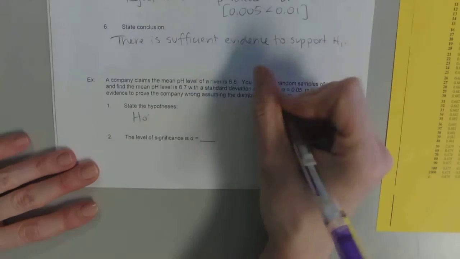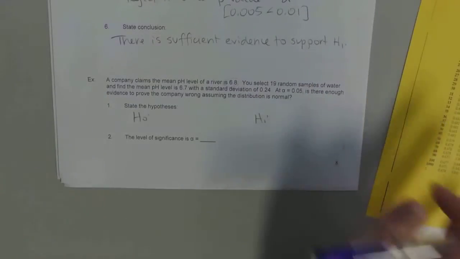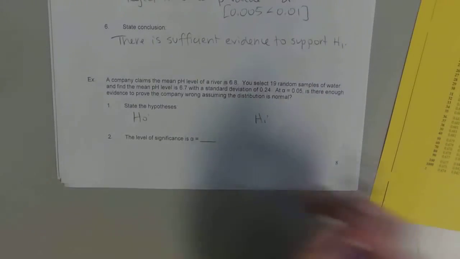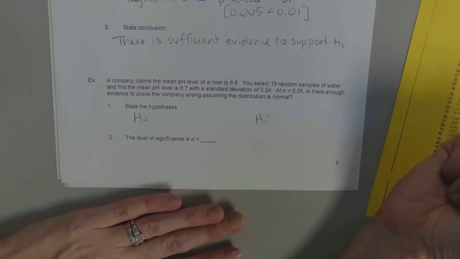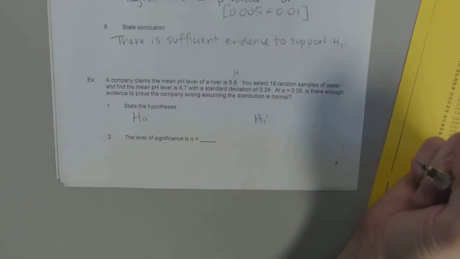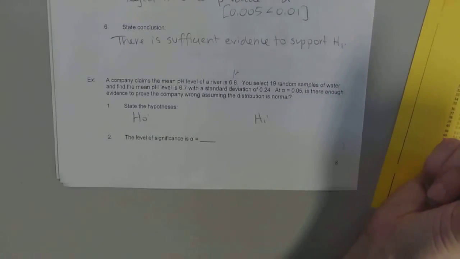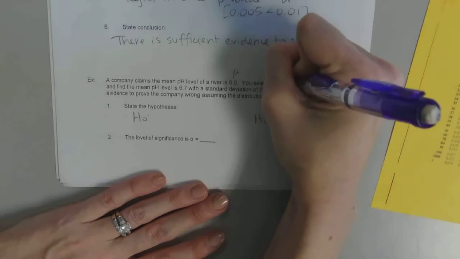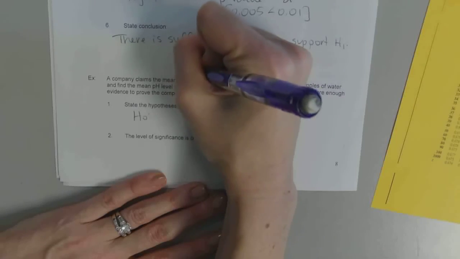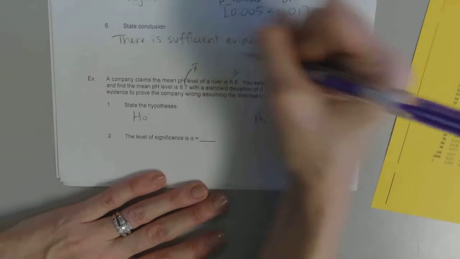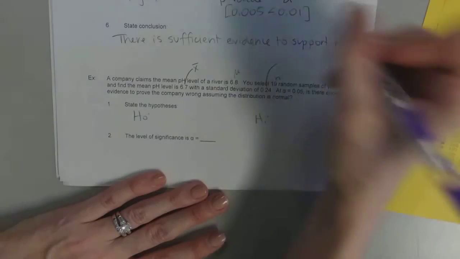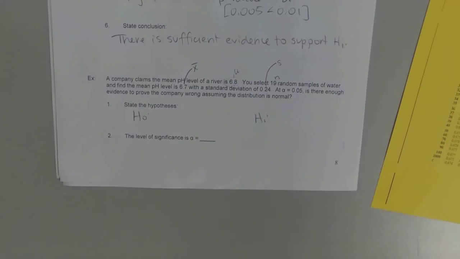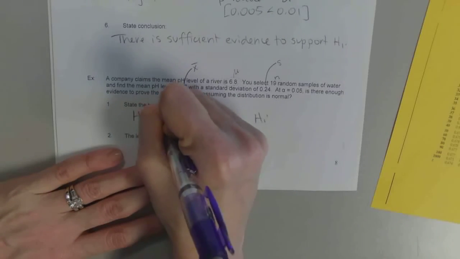So we're going to state our hypotheses, the null and the alternative. We're talking about mean, so let's label our stuff. The company claims that the mean pH level is 6.8. What can we label 6.8 with? Mu, right? That first sentence usually has your mu. You select 19 samples of water, so we label 19 with n. You find the average to be 6.7, so that's x bar. And the standard deviation is 0.24, so that's s. The second you can label all those things, you can do the rest of the problem, right?